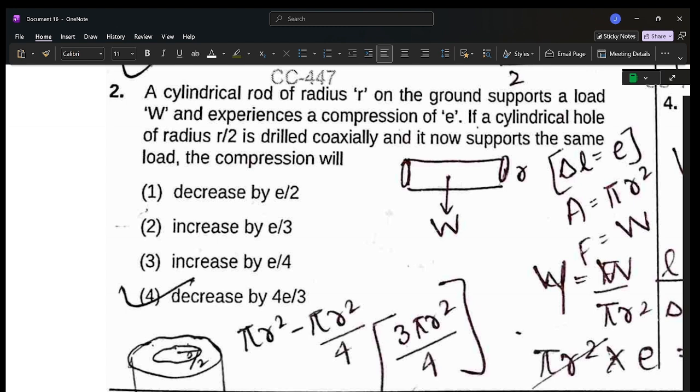So what are they asking? Will it increase by or decrease by is what they want. Now if you've observed, it's basically increasing. By. The word by is so important here, guys. So you need to basically see the difference. How much has it increased or decreased? So 4 by 3e minus e, you get e by 3. So the final compression was definitely more than the initial based on the value you got. So it's increased by e by 3.